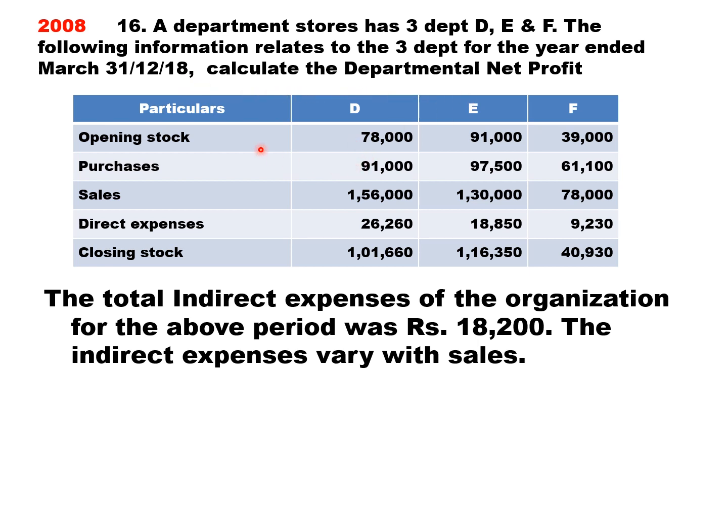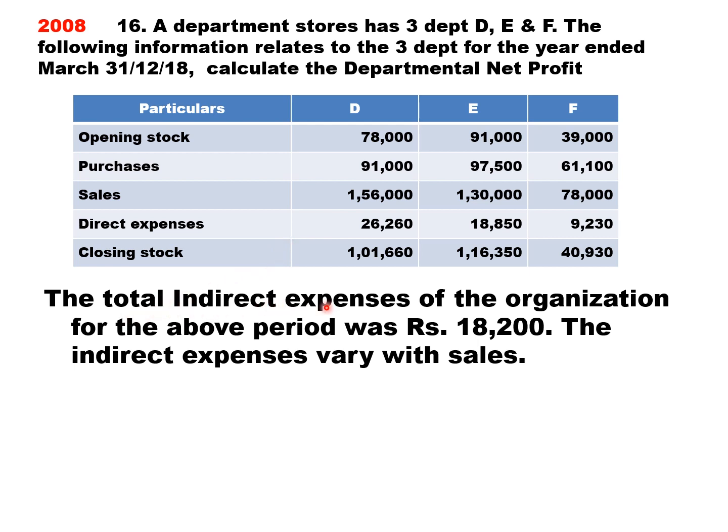So opening stock will come in trading account, purchases will come in trading account, sales will come in trading account, direct expenses will come in trading account, and then we have a closing stock. So with the help of these 5 pieces of information, you can calculate the gross profit. There is no question of distribution of any expenses.